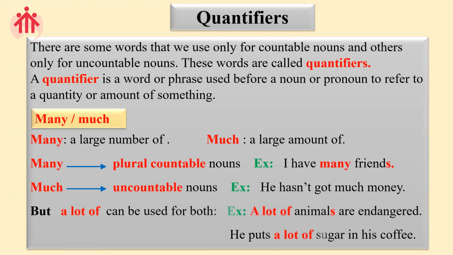But a lot of can be used for both, which means a lot of can come before plural countable nouns or uncountable nouns. Example, a lot of animals are endangered. See, animals here is a plural countable noun. Example, he puts a lot of sugar in his coffee. So here, sugar is an uncountable noun.